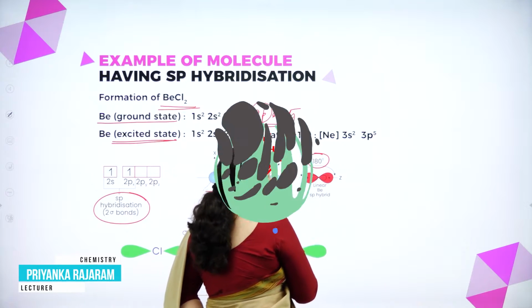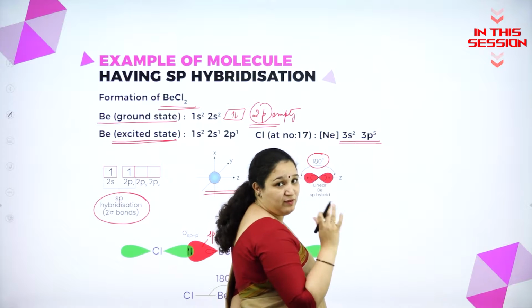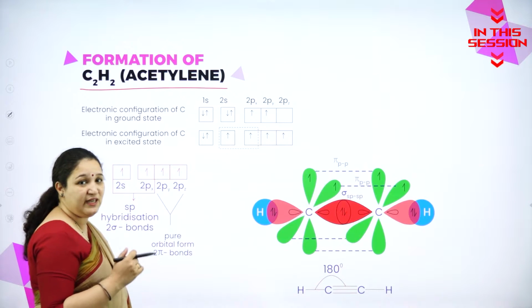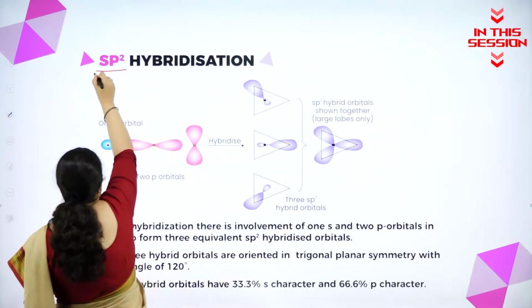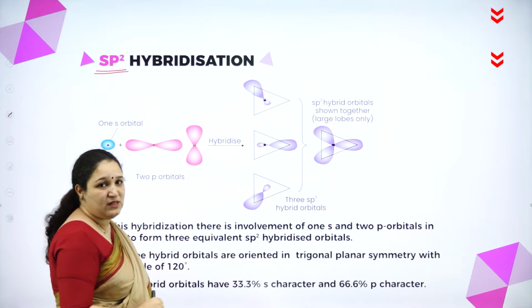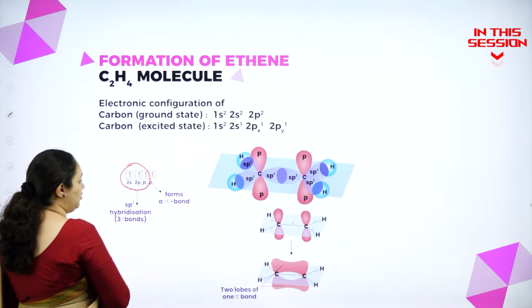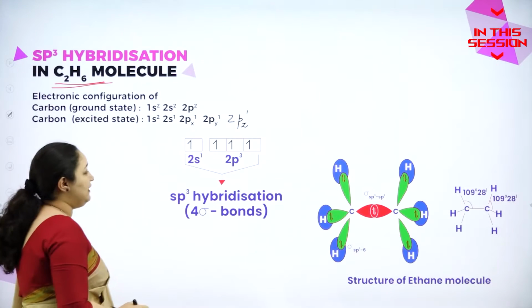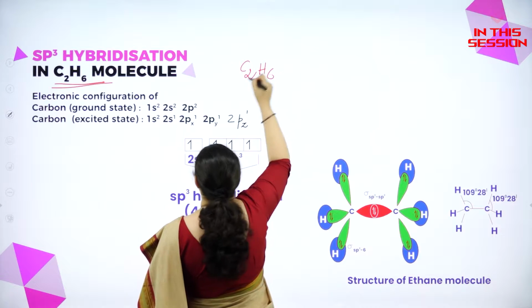Chlorine atomic number is 17, so it has got 3s2, 3p5. Ethyne, C2H2. That means they contain a triple bond. One s orbital is mixing with 2p orbitals. Only one s orbital and 2p orbitals will undergo hybridization. Ethane, what is the formula? It is C2H6.